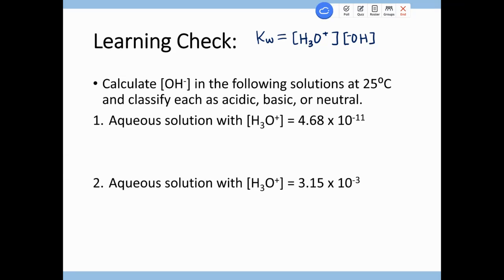So just remember that acids increase H plus concentration, or increase H3O plus. We use those interchangeably. Bases increase OH minus. So if there's a higher concentration of OH minus, it would be basic. With a higher concentration of H plus, it would be acidic. You can compare it to the 1 times 10 to the negative 7 for a neutral solution. Either one.